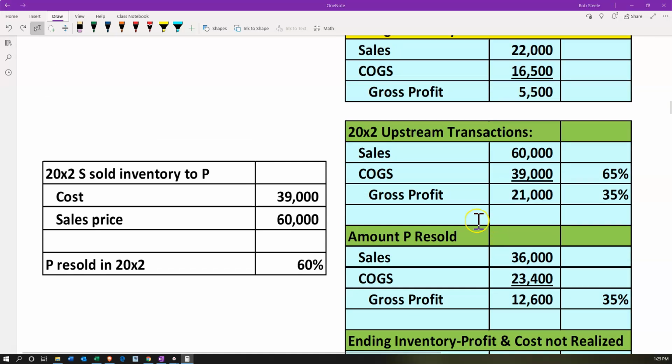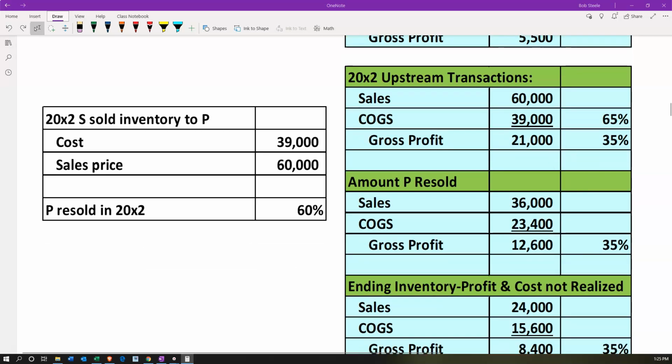Then we're going to go to the 2000 X2 prior year upstream transactions. So now we're thinking about upstream transactions prior year, meaning from S to P. And our data said that prior year upstream transactions, S sold inventory to P of 60,000, cost of goods sold 36,000. So that's going to be 60,000, the 39, not 36, 39,000. And that difference is the 21. 21,000 divided by 60,000 is 35%. 39,000 divided by 60,000 is that 65%.